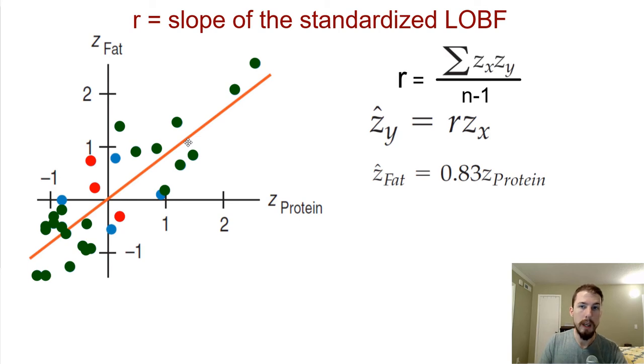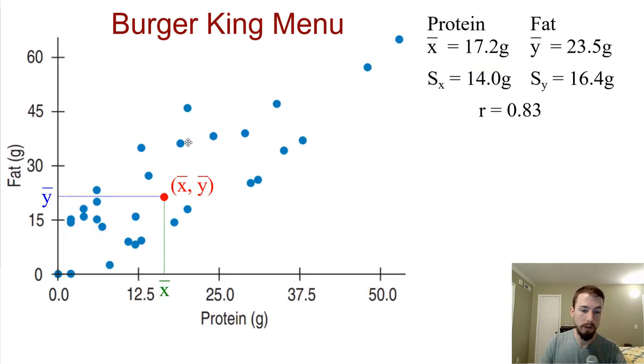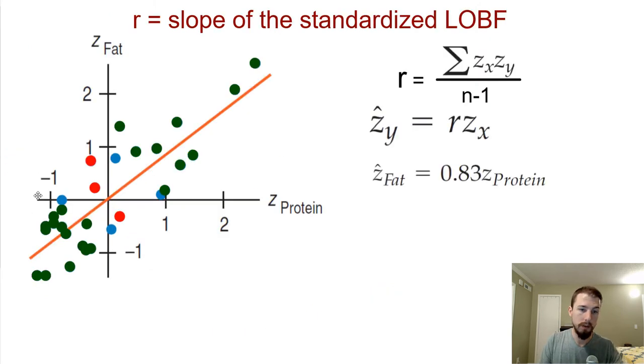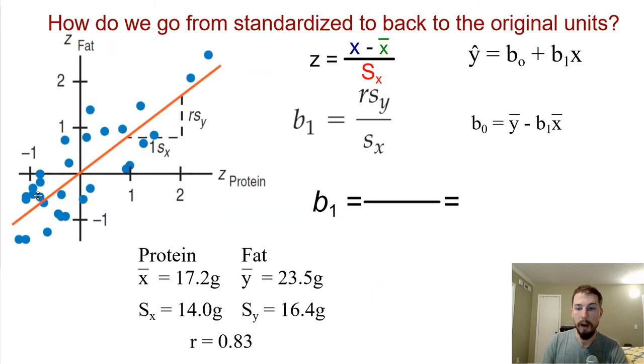Then the only question we have now is how do we go back to the real unit dimensions? Because remember, we divided by the standard deviations and shifted, of course, in order to find the slope for the correlation coefficient. But how do we go back to real world units? So for every additional gram of protein that I have in a Burger King menu item, how many additional grams of fat would I expect to go along with it? So in order to go back to that, we just simply have to multiply it by our standard deviations.